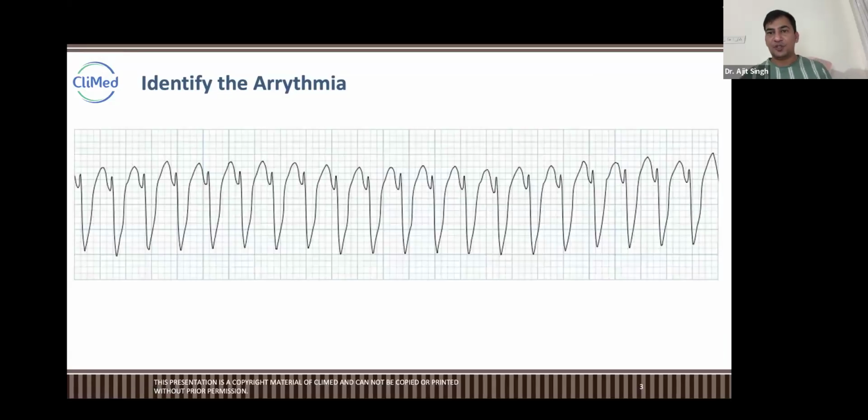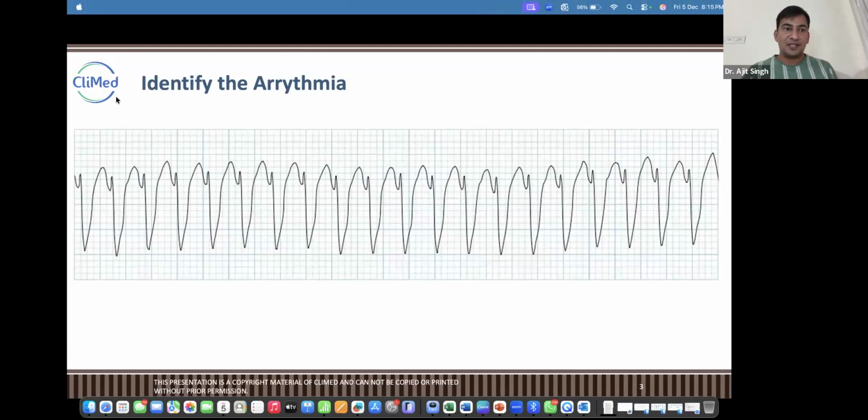Identify the arrhythmia. What is this arrhythmia, guys? Tell me. I'm so sorry. Yeah. What is this arrhythmia?